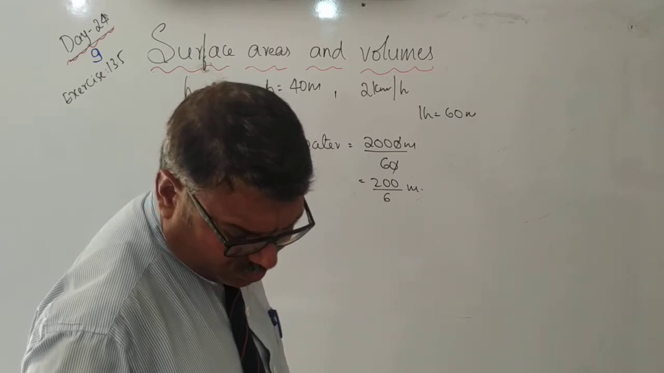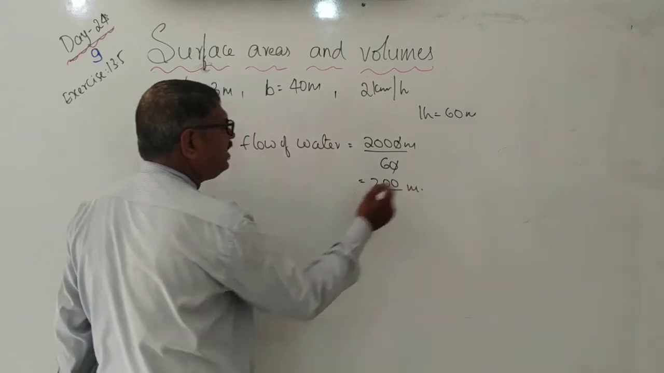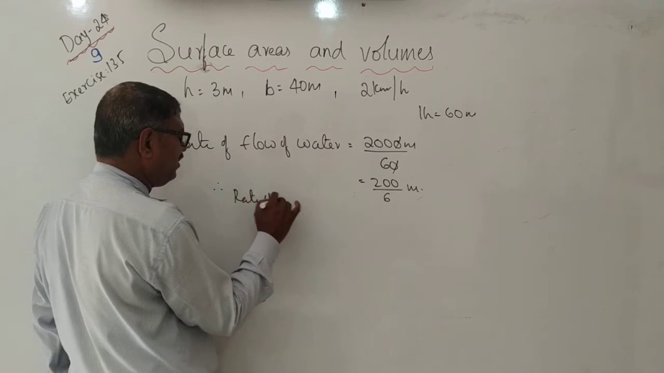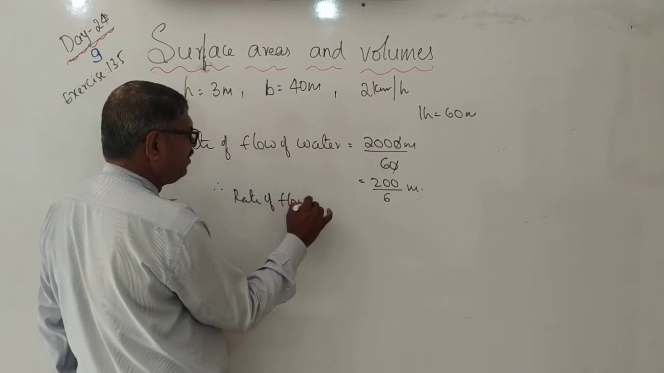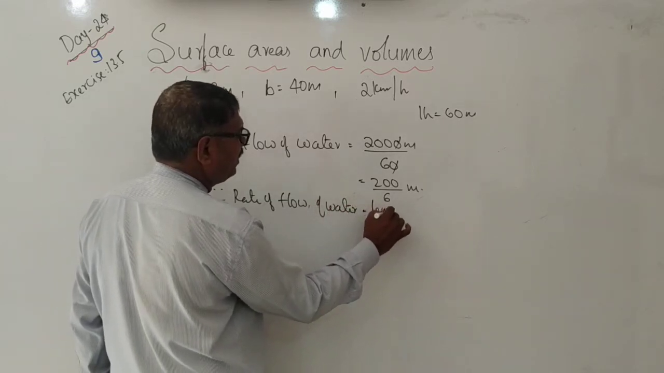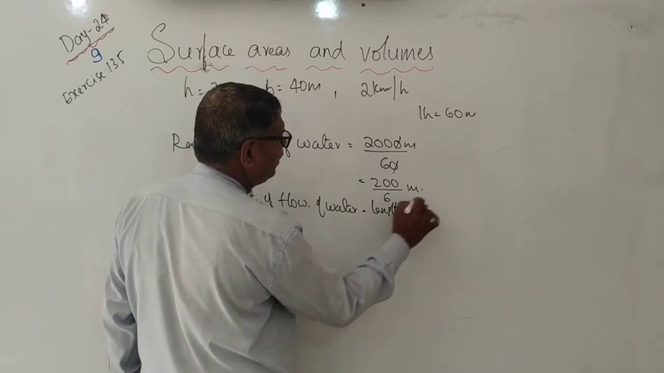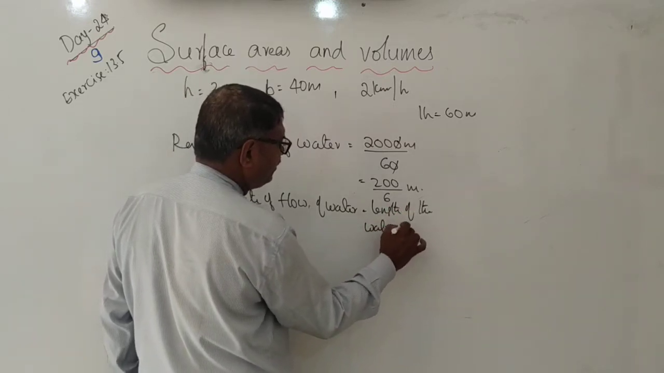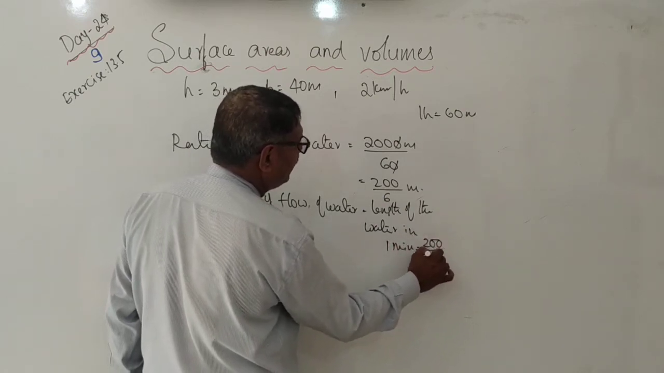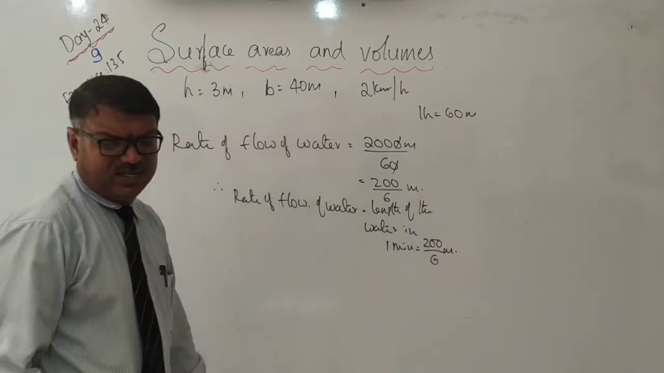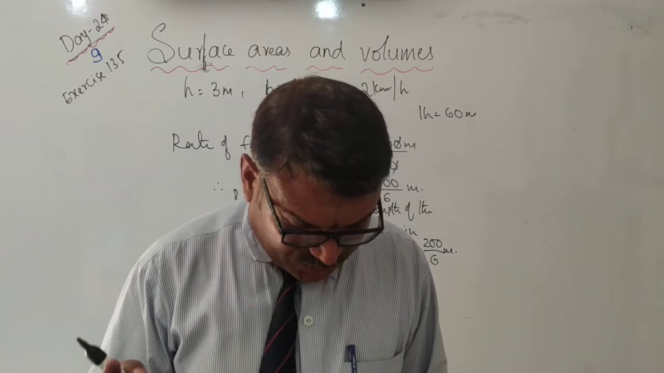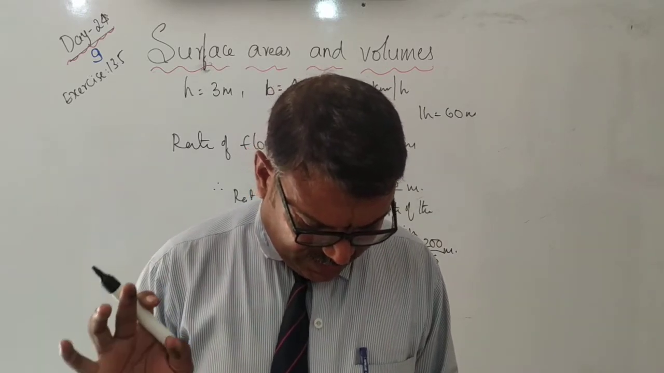It is also equal to length. Therefore, rate of flow of water is also equal to length of the water in 1 minute. It is also equal to 200 by 6 meters. Okay? Next, what do we have to find out? How much water will fall into the sea in a minute?